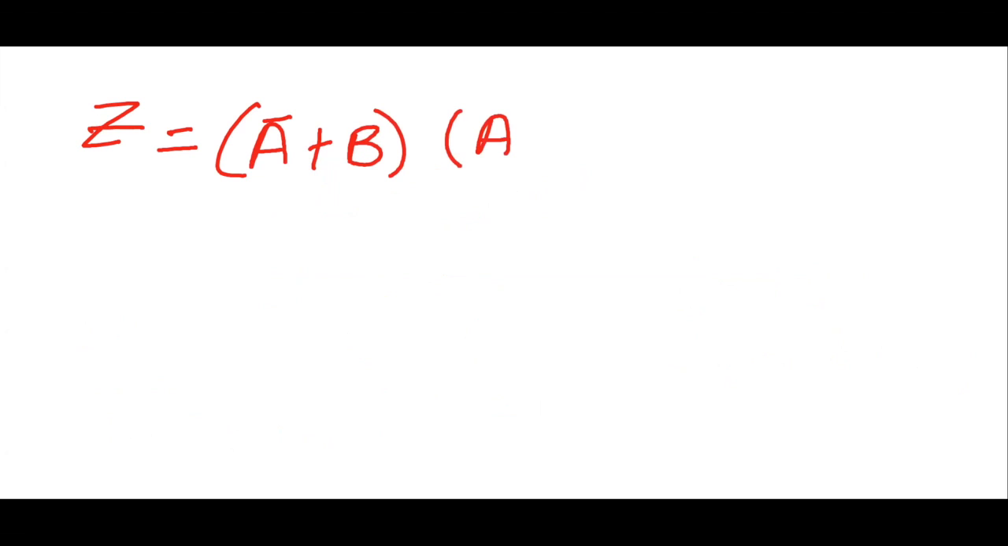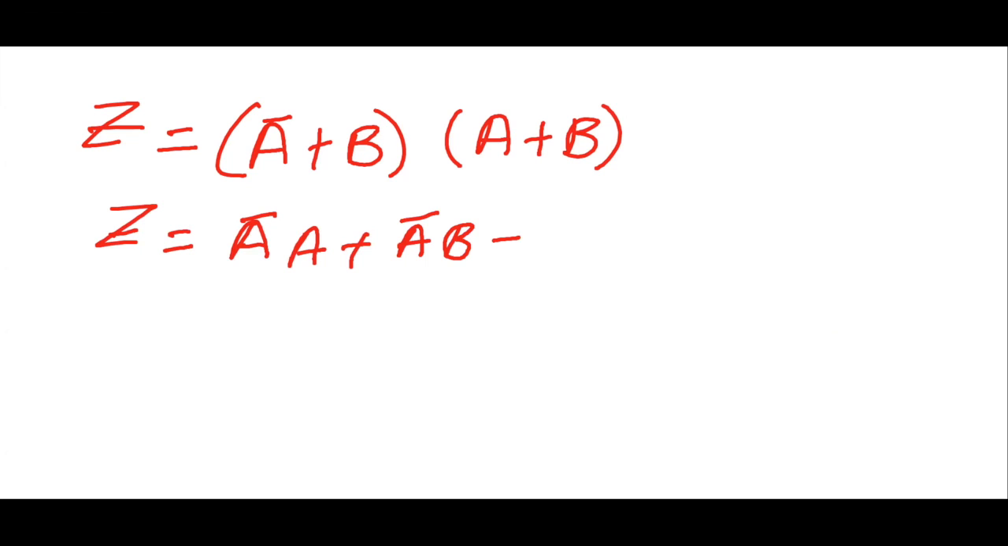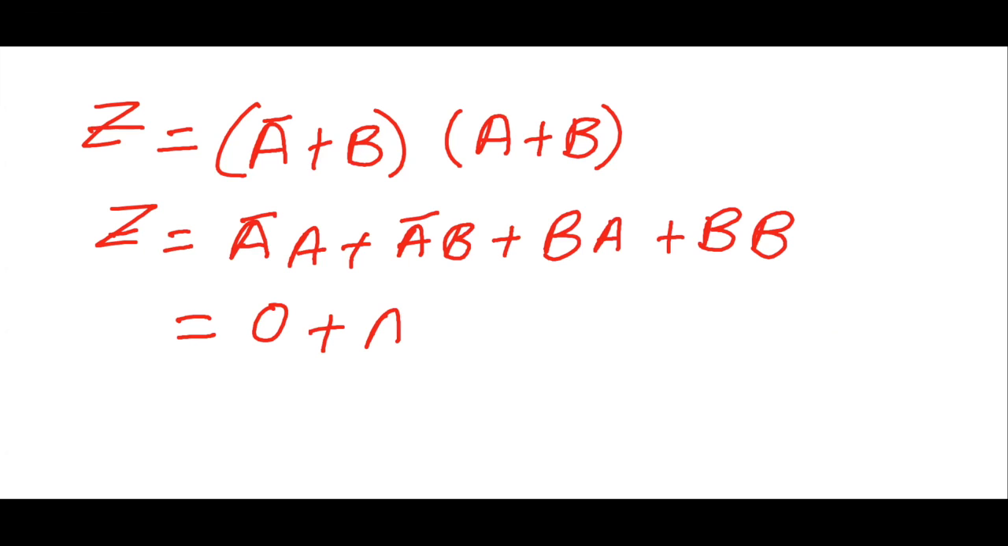Next, I'm going to talk about another equation, which is Z equal to (A bar plus B) times (A plus B). This is a little bit trickier than the first one. I'm going to use the distributive property here: Z is equal to A bar A plus A bar B plus BA plus BB. So A bar times A is 0, plus A bar B plus AB plus BB.